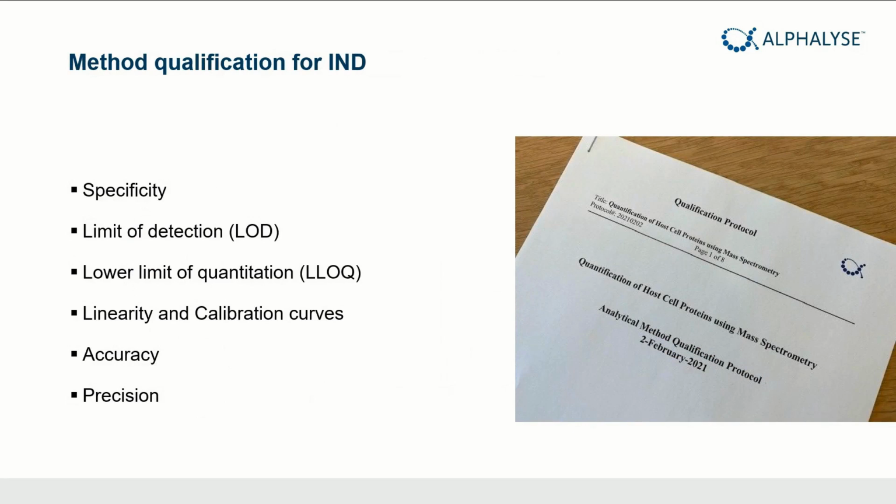The next example is a method qualification for an IND application for clinical phase 1. Here there was no ELISA available, so we qualified the method according to ICH guidelines, according to all the different parameters listed here. So this is typically what you can do for early projects.